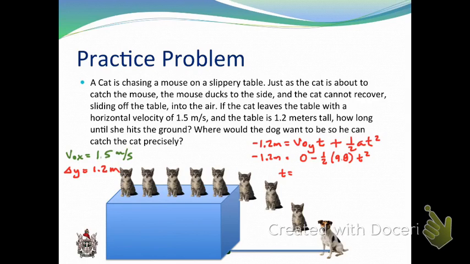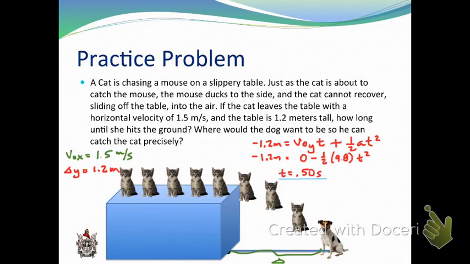With my calculator, I go through that process, and I get that t is equal to 0.5 seconds. It's actually 0.49999, so 0.50 seconds. So it takes half a second for the cat, once it slid off the table, to fall to the ground. Well, then the next part of the question is, where would the dog want to be so he can catch the cat precisely? Now we know that the cat's going to be in the air for 0.5 seconds, so how far horizontally is the cat going to travel? What is that delta x in order for the dog to place himself in the right location?